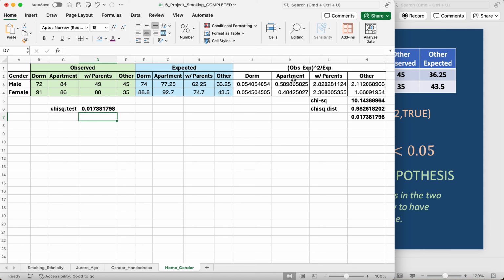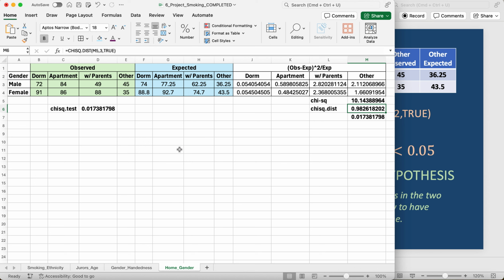Okay. If you want to go through it the longer way to see that you get to the same answer, we calculate the observed minus expected values, square it, divide by expected, same as before. It gives you all of these different entries. You add these all up, and that will give you a chi-square of 10. And then you can use the chi-square distribution function. M5, that's the chi-square value. 3 is the degrees of freedom.